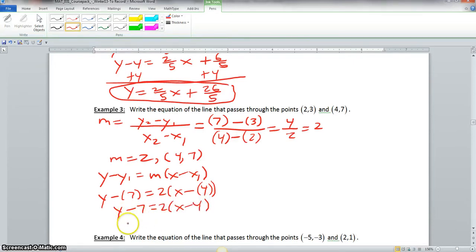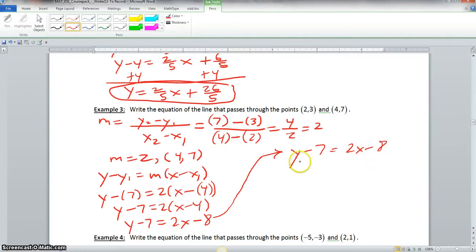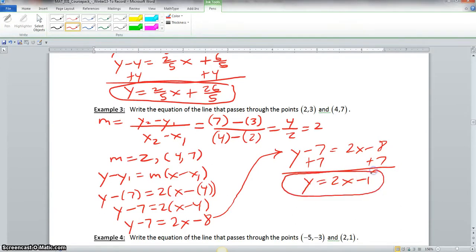Now we know we want to get y by itself. So we have y minus 7 is equal to 2 times x, which is 2x, and 2 times minus 4 is minus 8. Now we're going to take that and put it here so we can finish off this problem. Now we will add 7 to both sides. And we have y is equal to 2x minus 1. And that is our final answer.